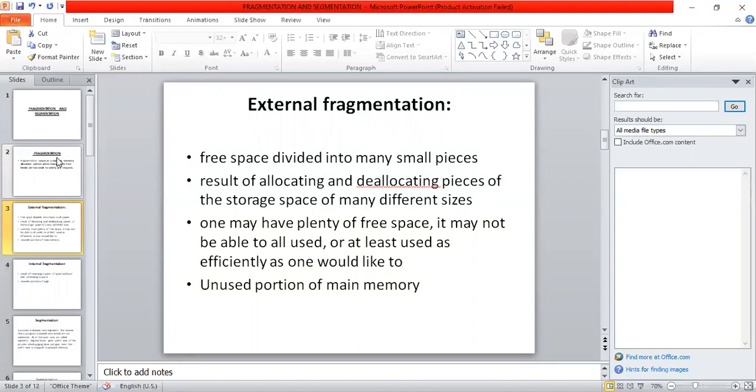One may have plenty of free space, but it may not be able to use it, or at least use it as efficiently as one would like to. It is an unused portion of the main memory.